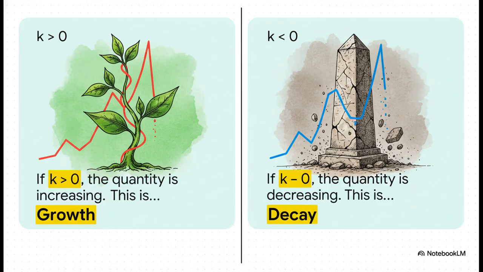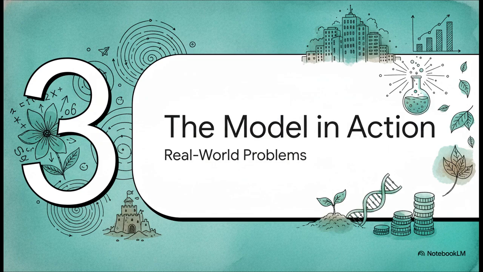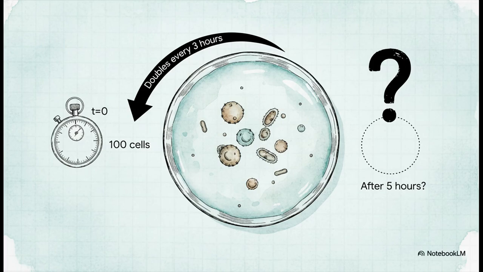It changes everything. Okay, enough theory. The best way to really understand this stuff is to see it in action. So let's roll up our sleeves and apply this formula to some real-world problems. All right, here's a classic, a bacteria growth problem. We're starting with 100 cells, and we know they double every 3 hours. So the mission, should you choose to accept it, is to figure out how many bacteria we'll have after 5 hours.